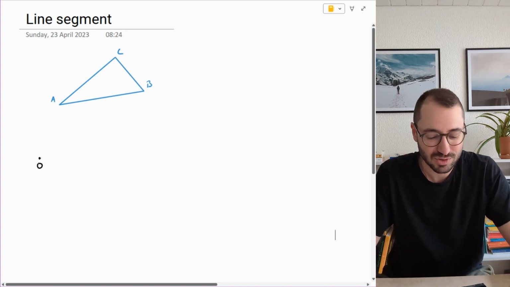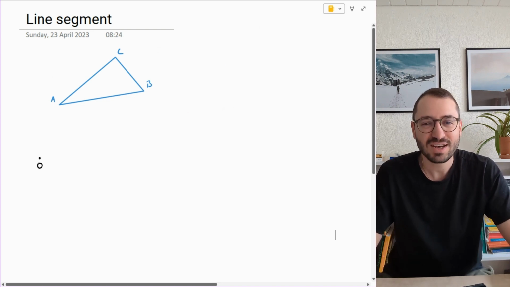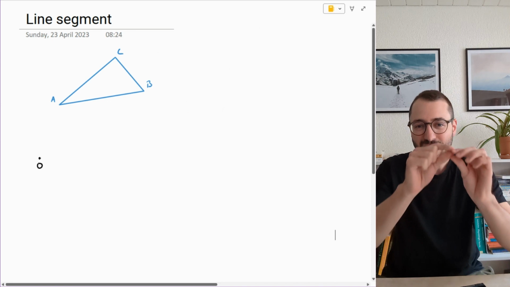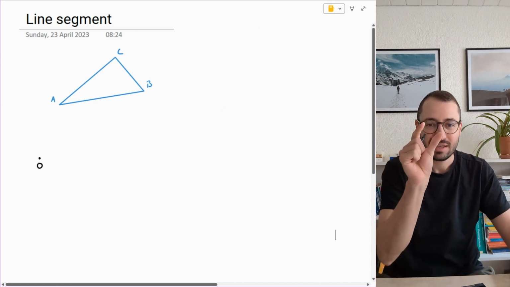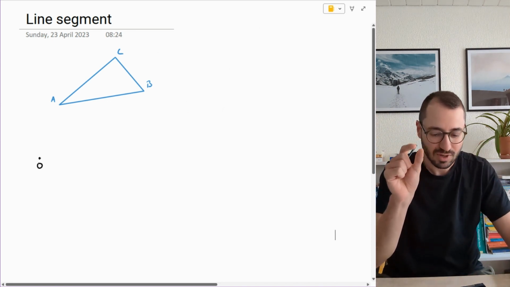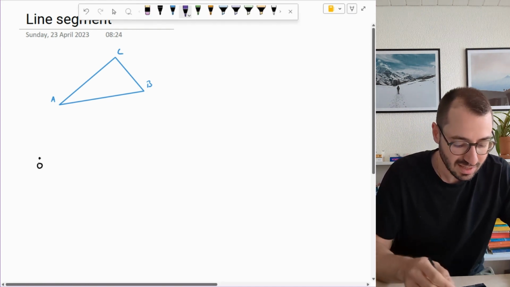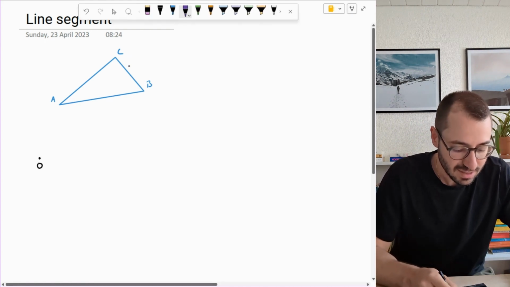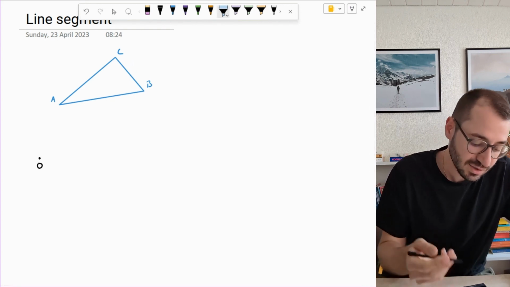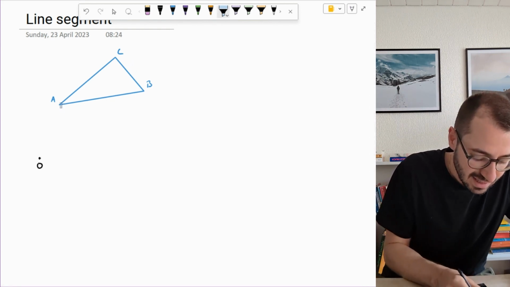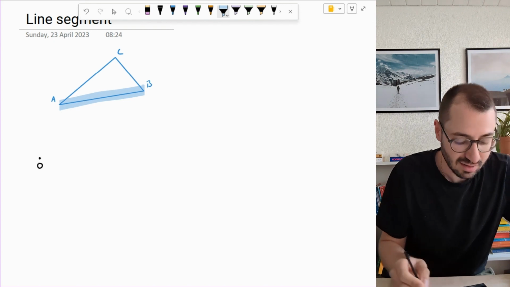In this video I wanted to show how you can use the point direction form of a line to not describe the whole line, but only a line segment out of it, right? So let's look at this example here. We are looking at the triangle ABC and assume you want to describe the side AB of this triangle.